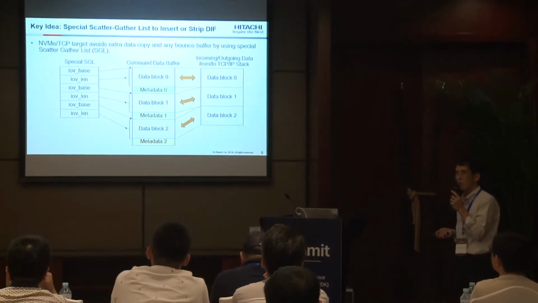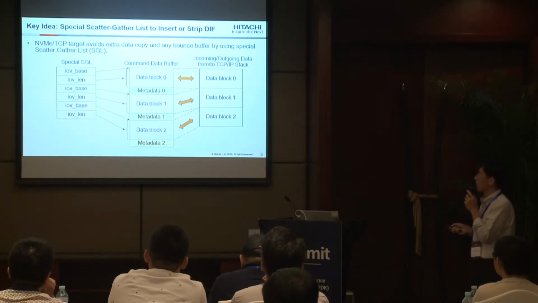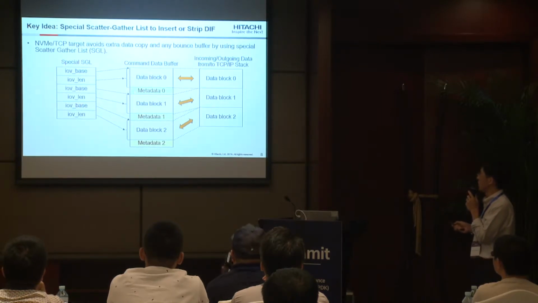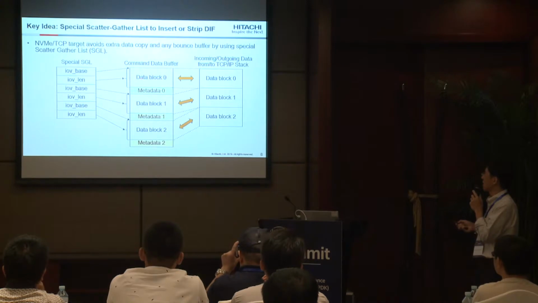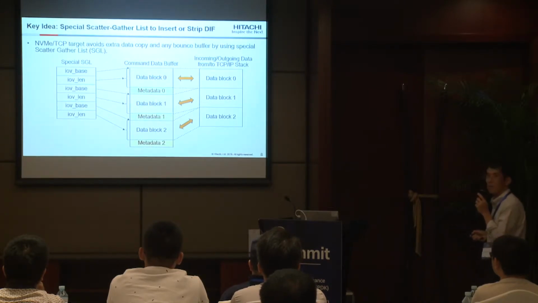So we want to avoid extra data copy or any bounce buffer. So we have created a special scatter gather list. For write I/O, by creating the special scatter gather list, we will leave metadata space for each data block, and then when we read data blocks from host to target, we leave each metadata space and fill in data after leaving space.